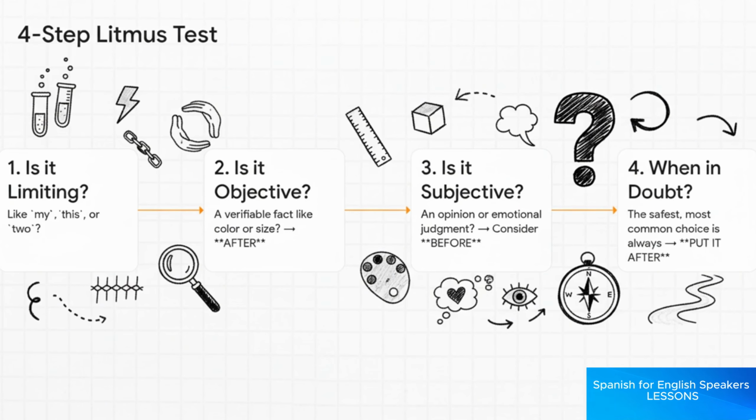Done. Second, am I describing an objective fact, like a color or a size? If yes, it goes after. Third, am I expressing my own subjective opinion or feeling? If so, you should consider putting it before. And finally, the most important step of all, when in doubt, just put it after. Seriously, that's always your safest bet.